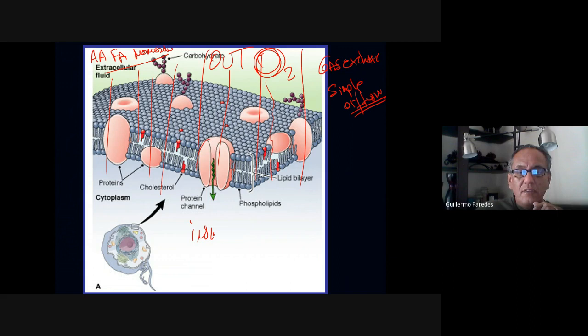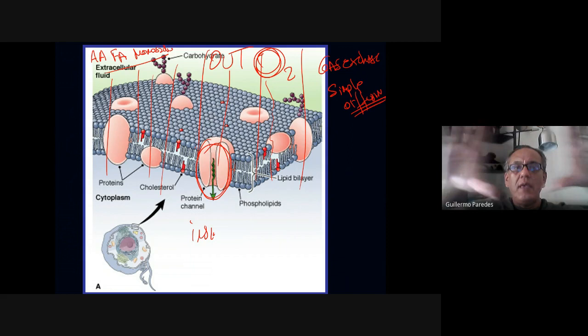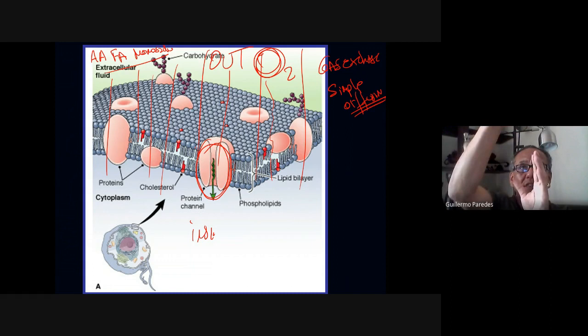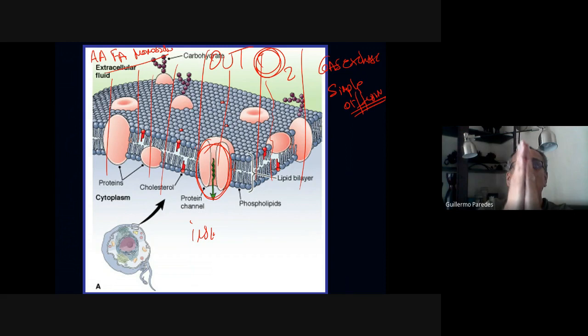This is the cell membrane. Here we have one protein and another protein, two proteins like this. This is outside, this is inside: outside the cell, inside the cell. Cell membrane, and immersed in the cell membrane is the protein.